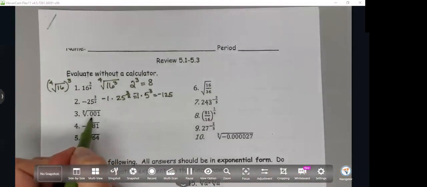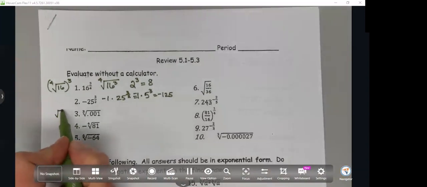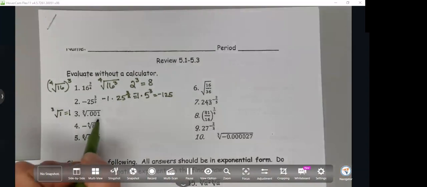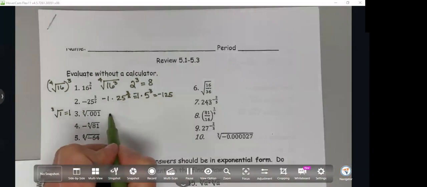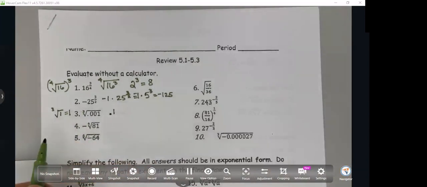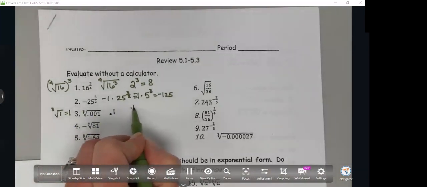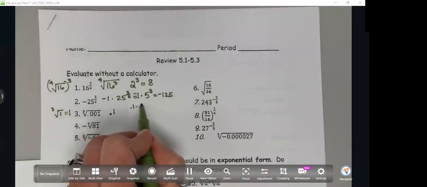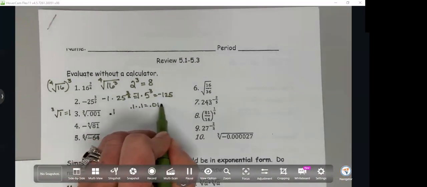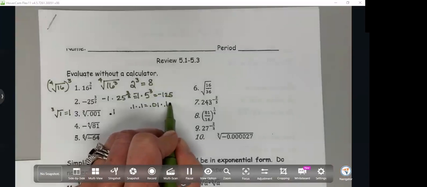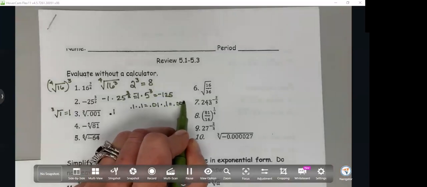Here, we know that the cube root of 1 is going to equal 1. So the cube root of 0.001 is going to be 0.1. All right, because 0.1 times 0.1 is 0.01, and then that times 0.1 is 0.001.